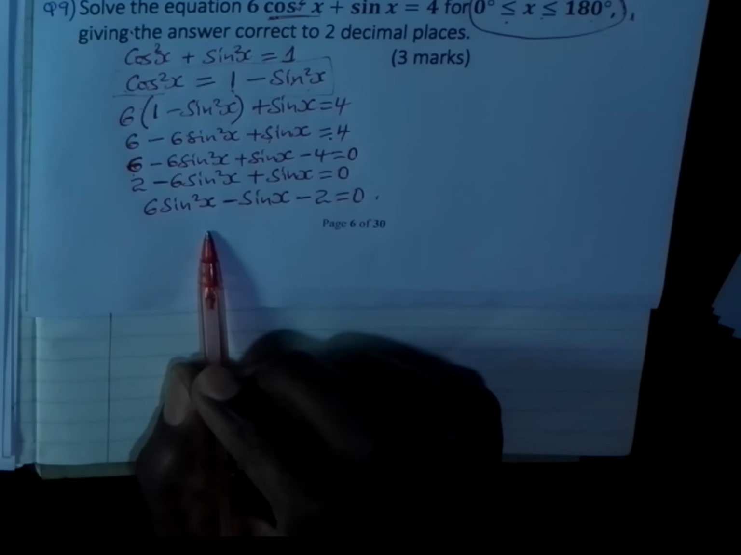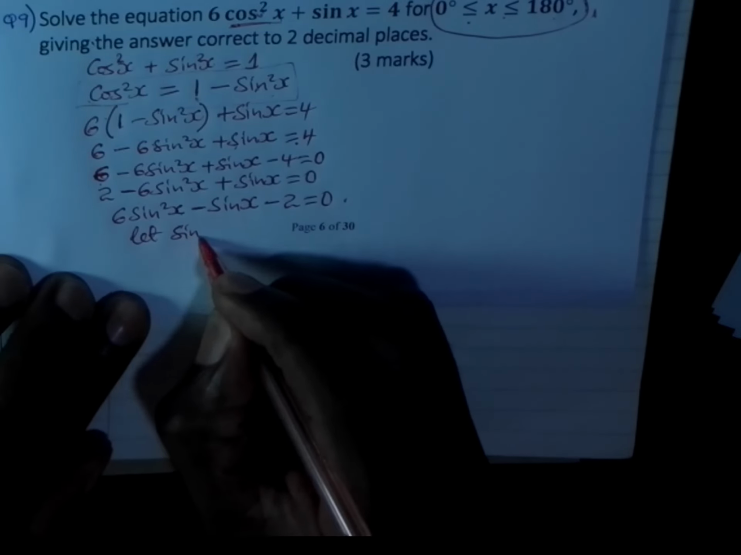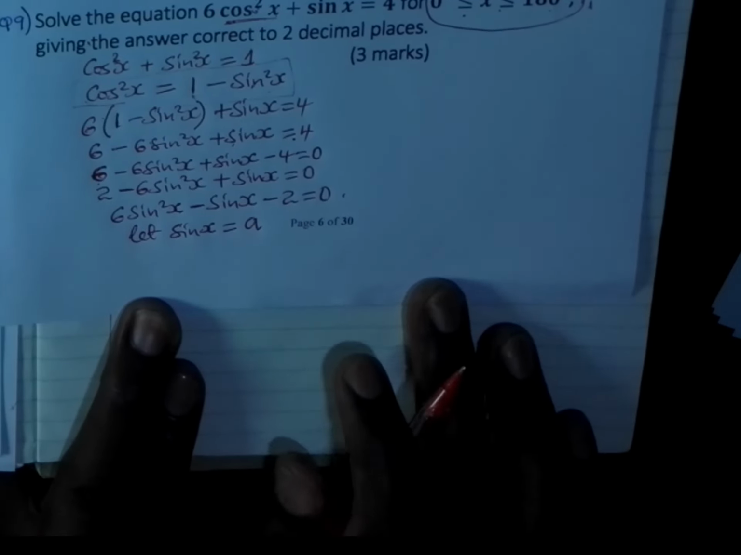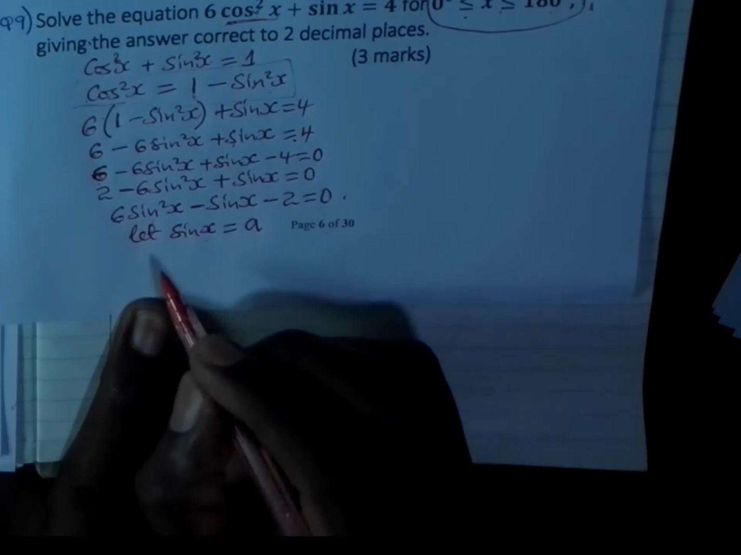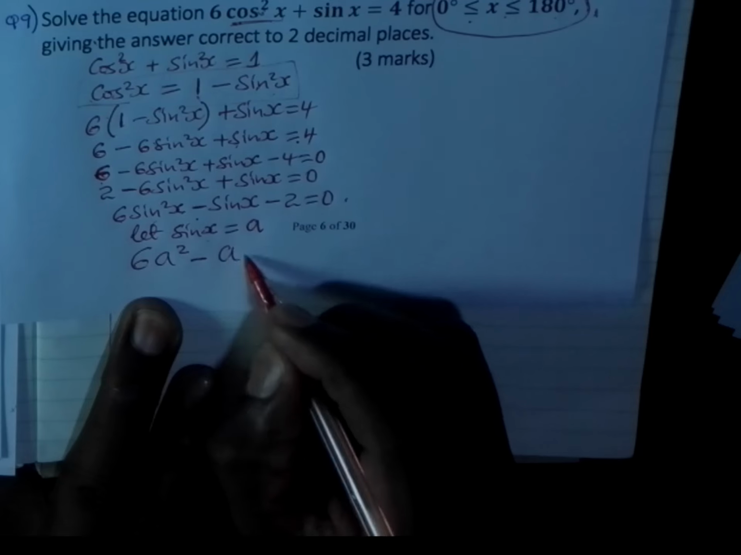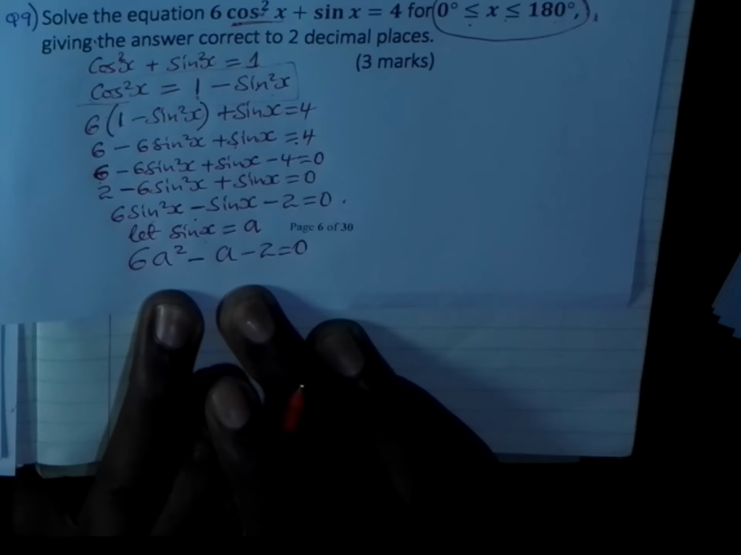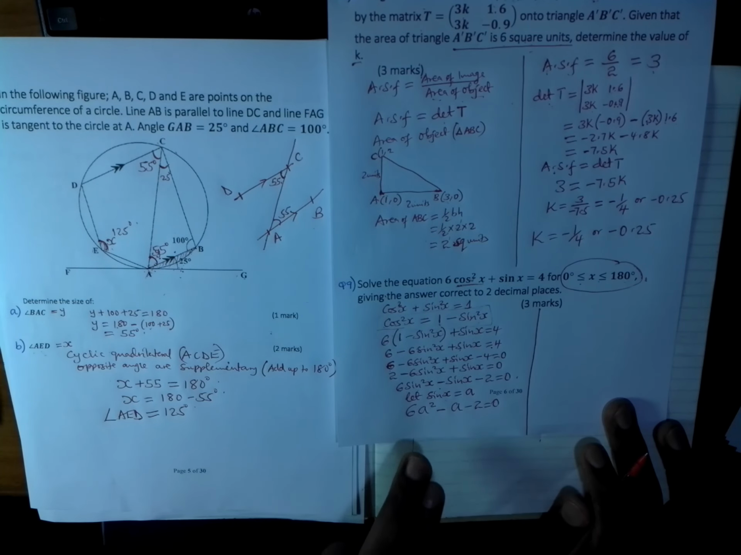Now we have formed a quadratic equation. This is actually a quadratic equation, and therefore we can say let sin x equal to, say, a value a. Therefore, substitute sin x with a. So here we have 6a squared minus a minus 2 is equal to 0. So we are going to solve this quadratic equation.